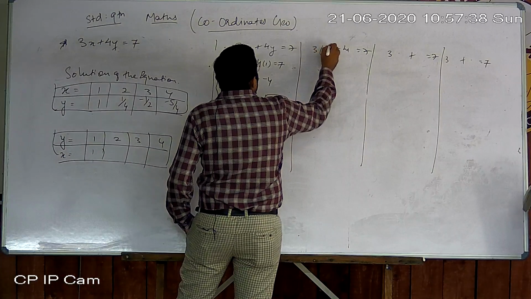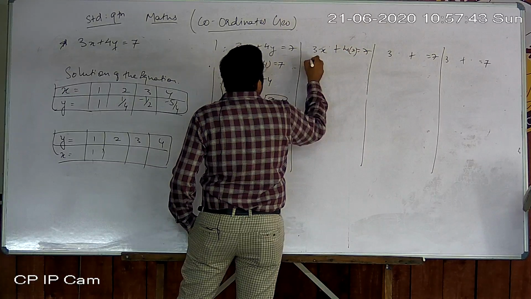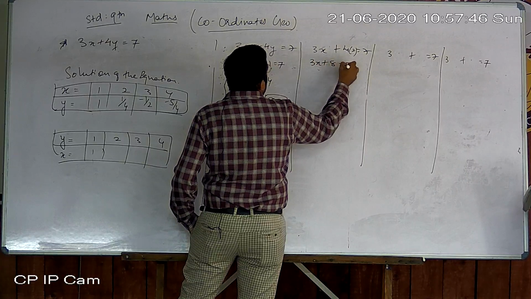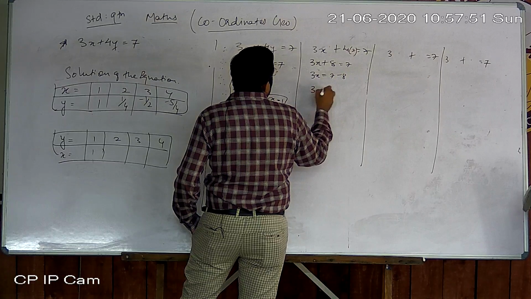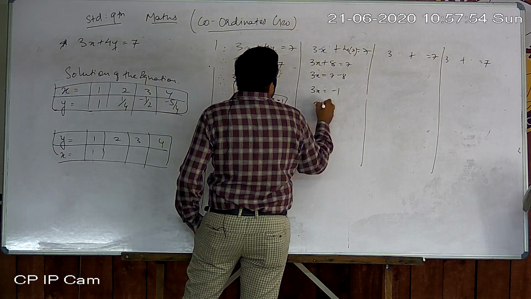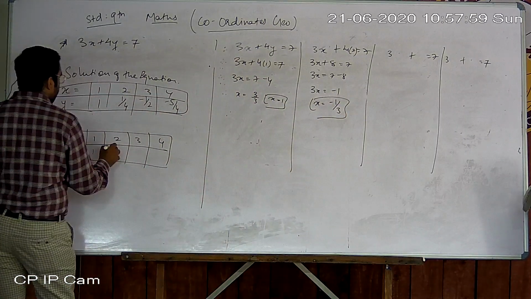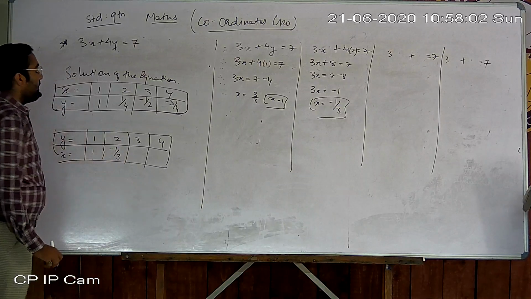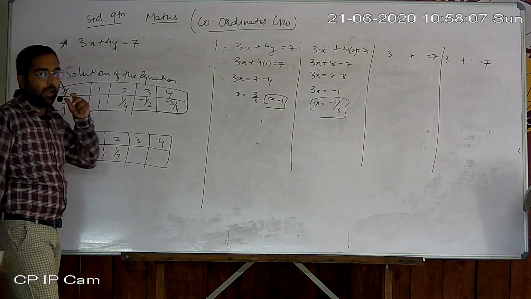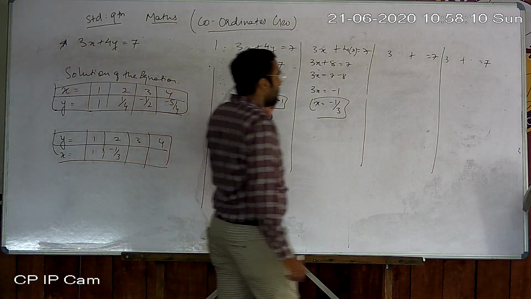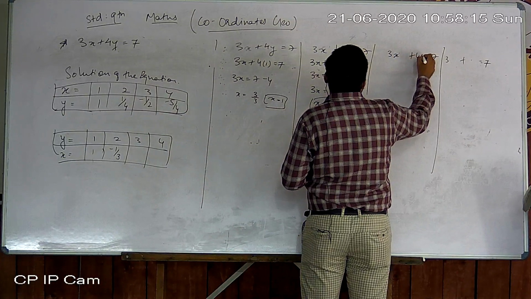Now I'll put the value of y as 2. Therefore 3x plus 4 times 2, that is 8, equal to 7. Therefore 3x equal to 7 minus 8. Therefore 3x equal to minus 1. Therefore x equal to minus 1 by 3. Okay. When you take the value of y as 2, then you find that the value of x is minus 1 by 3.